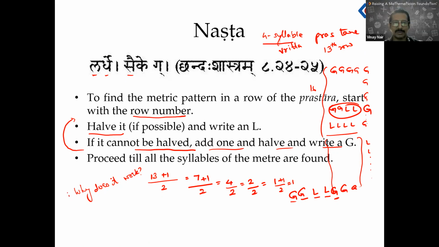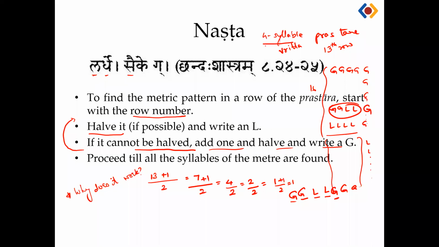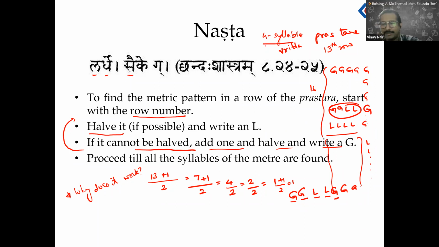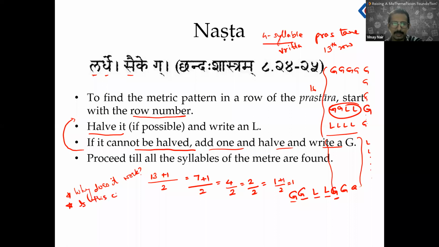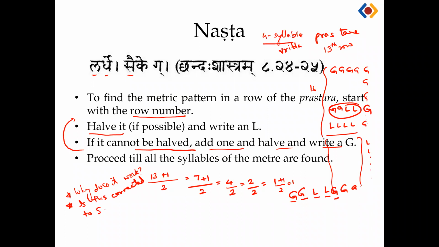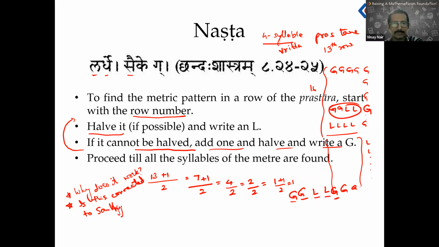What other question comes to your mind? This is one question. Why does it work? So this is sort of similar to the other one we saw before. Is there any connection? Like the one where we saw 0 and we added a 2 and all that stuff. Is this connected to which one? The Sankhya, right? Connected to Sankhya.